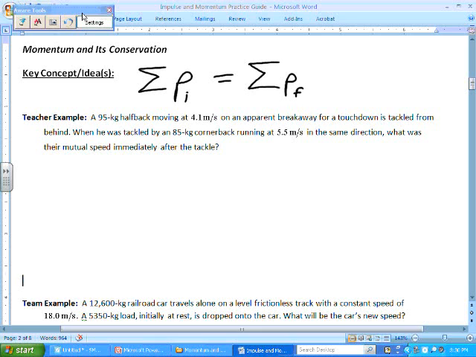And now we're going to apply that to the real-world situation of, for example, a football player being tackled. Prior to the tackle, there's an amount of momentum, and after the tackle, there should be the same amount of momentum. So in this first example, we have a 95 kilogram halfback moving at 4.1 meters per second who is tackled from behind by an 85 kilogram cornerback running at 5.5 meters per second in the same direction. We want to find their mutual speed immediately after the tackle. So let's draw a quick picture of this event.